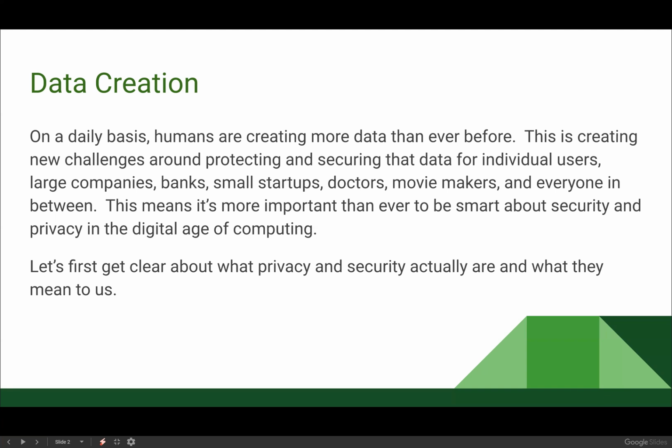And this new influx of huge amounts of data is creating challenges around protecting and securing that data for individual users, for larger companies, for banks, startups, doctors. Everyone who makes data needs to have their data be private and secure. So it's very important that we work very closely with making sure security and privacy are in place in this digital age. So let's discuss what security and privacy actually are.